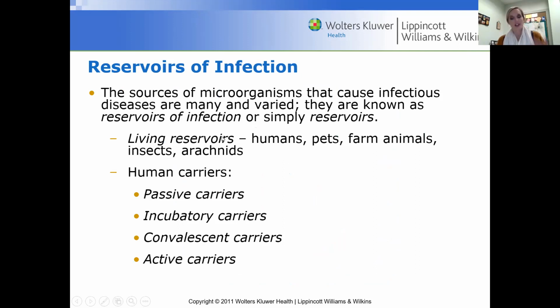So when I say the term reservoir, a reservoir, again, is pretty much anything that can hold a microorganism or a pathogen. So these are called reservoirs or reservoirs of infection, but there's very different kinds of reservoirs. Animals can be reservoirs, humans, and again, like I said, even your cup, your phone, your keyboard on your computer, all of these can be reservoirs because they can hang on to pathogens. So these are living reservoirs that we're talking about first: humans, pets, farm animals, even insects and arachnids. And we'll talk about each of these a little bit further.